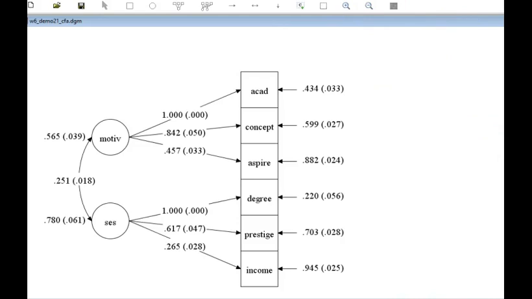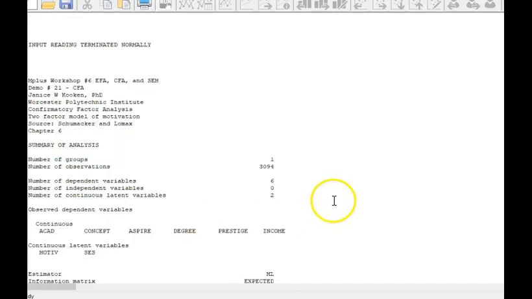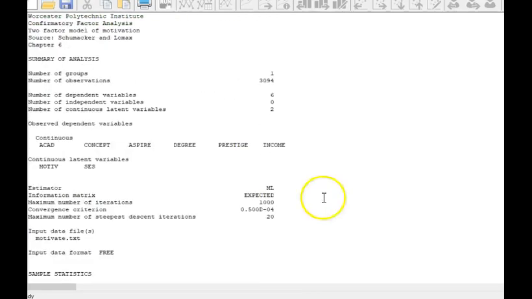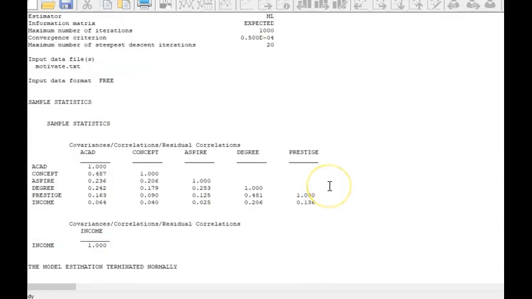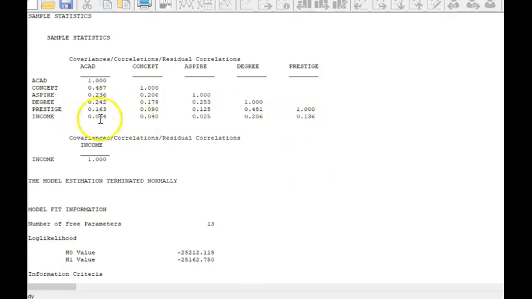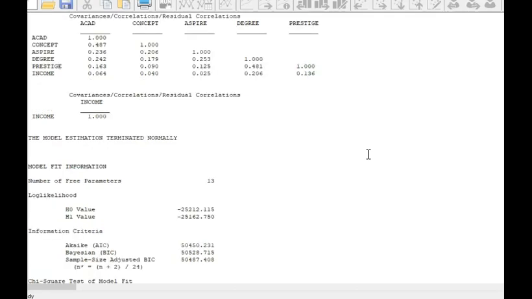All right. And so next I want to look at the other output. There we go. And so with the CFA, we see that we have 2 latent variables that are continuous. If you had any thoughts that they might not be continuous, you would have to put different syntax in your model commands. And so here are the correlations. It's always good to compare those with your input file to make sure that's being read correctly.